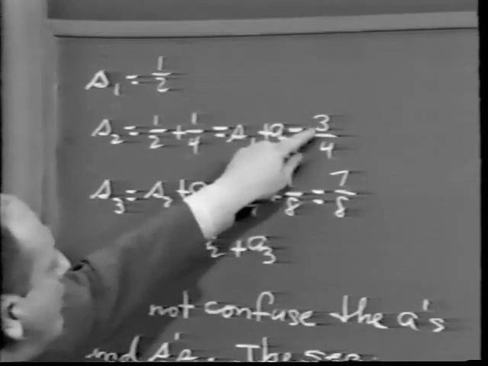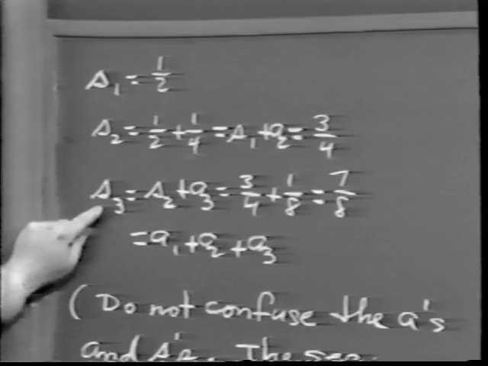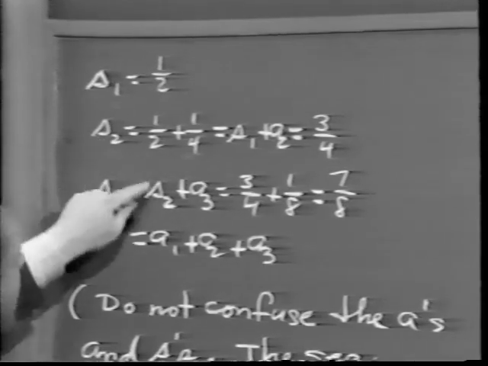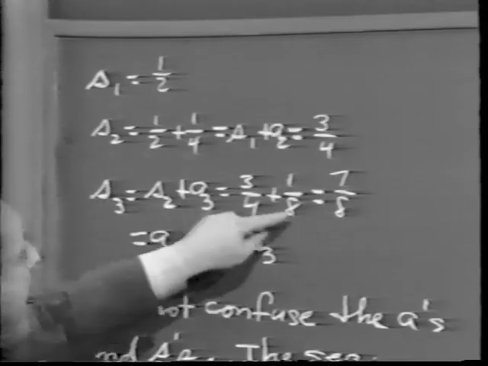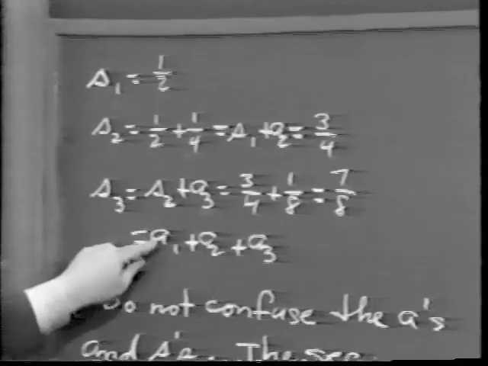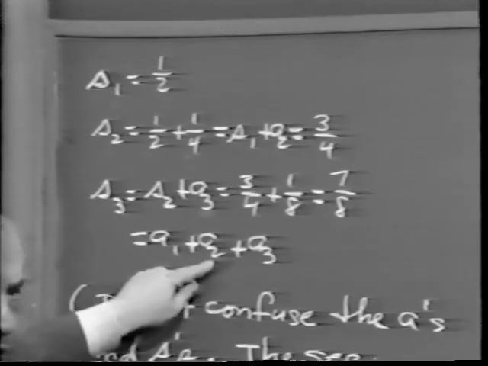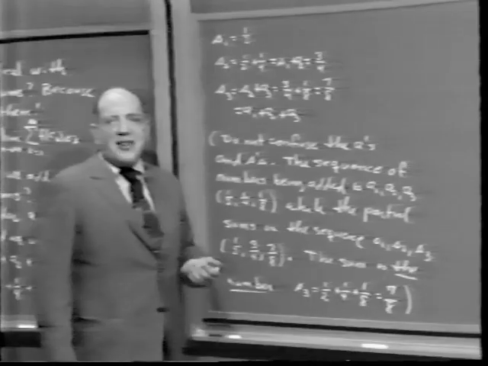A half plus a quarter is 3/4. Then we said, okay, the third partial sum is what we had before, namely 3/4, plus the next term, which was 1/8, and that gives rise to 7/8. In other words, we said, let's form A1, then A1 plus A2, A1 plus A2 plus A3, and when we finally finished with our sequence of partial sums, the last partial sum was the answer.